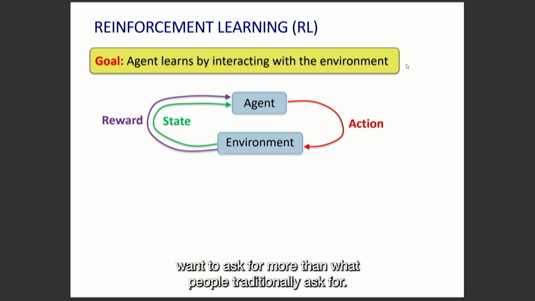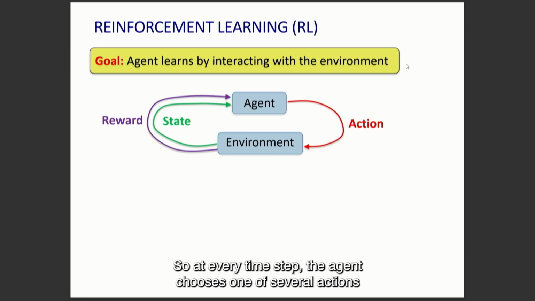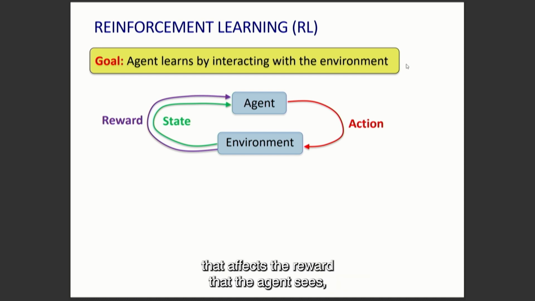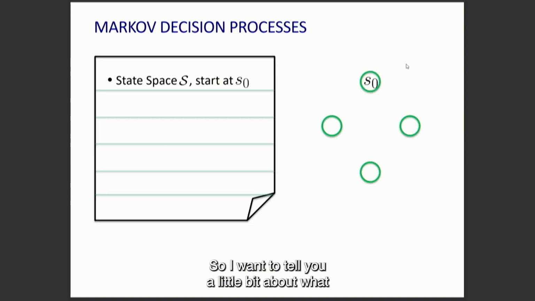So what I want to do is take this inspiration with us to RL, and I want to ask for more than what people traditionally ask for. In RL, it's a dynamic setting where you have an agent who's learning by interacting with the environment. At every time step, the agent chooses one of several actions. That affects the reward that the agent sees. But crucially, it also affects the underlying environment. It affects how it evolves. And there's one standard abstraction, which is usually the starting point for RL, which is called the Markov decision process. So I want to tell you a little bit about what that is, and then I want to critique it and tell you why we need more.